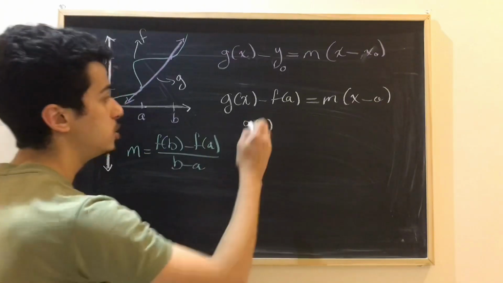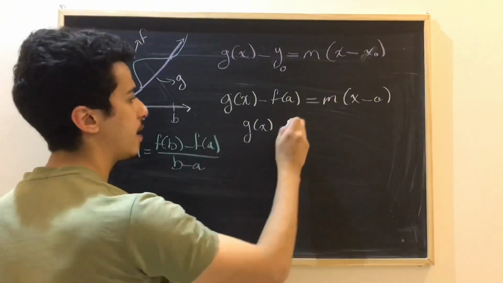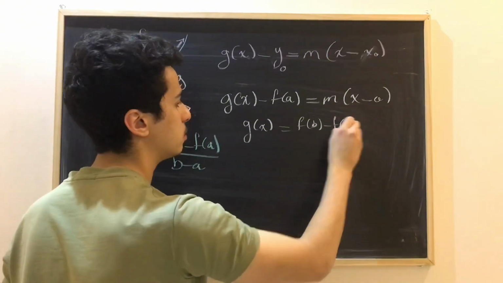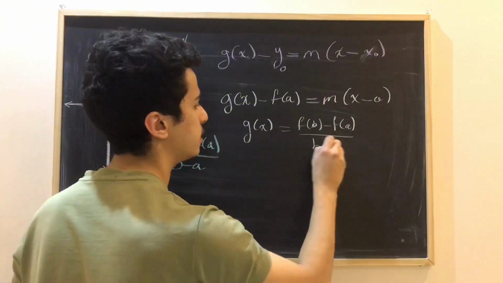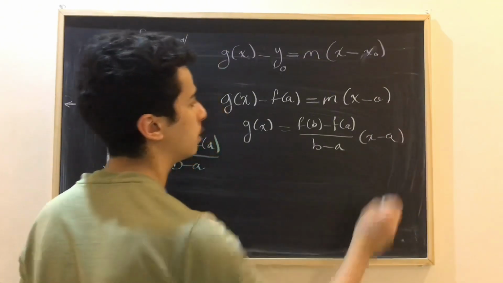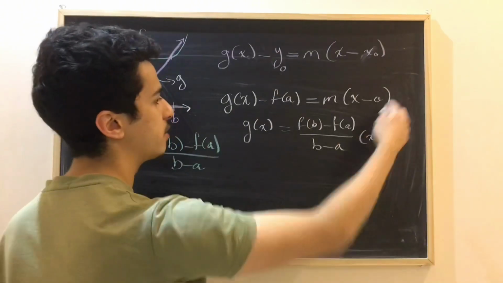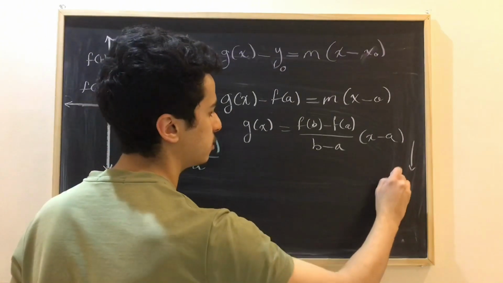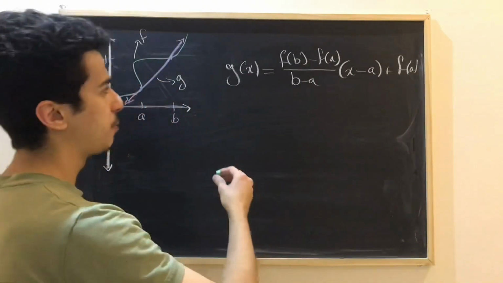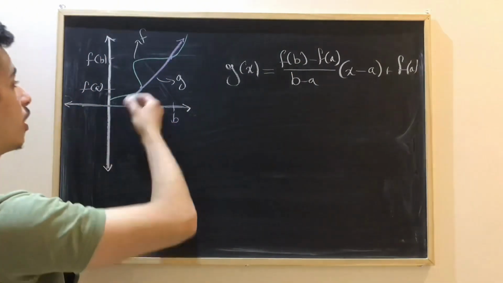We'll have g of x is equal to f of b minus f of a over b minus a, times x minus a. And here we'll have plus f of a. I'm just gonna fit it in here. Very nice. So I've cleaned up and rewritten the equation for our line.